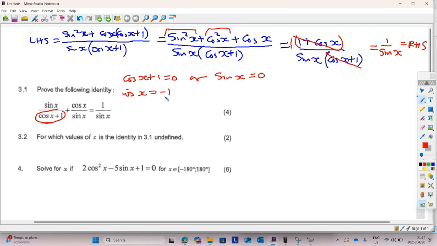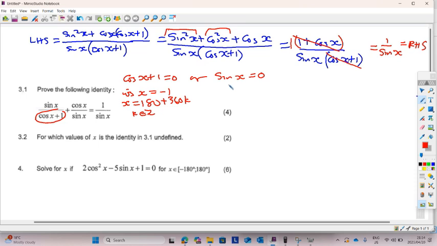So the general solution for this one will be x is equal to 180 plus 360k, where your k is an element of z. That is for that one. And then for this one, remember the graph of sine x is a boundary angle here. Sine x is equal to 0 when x is equal to 0 and when x is equal to 180 degrees.